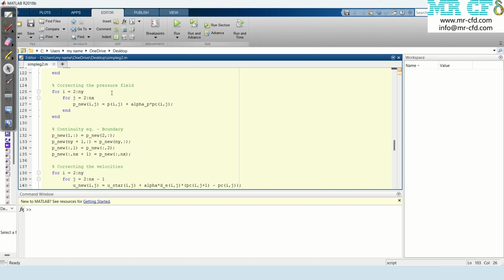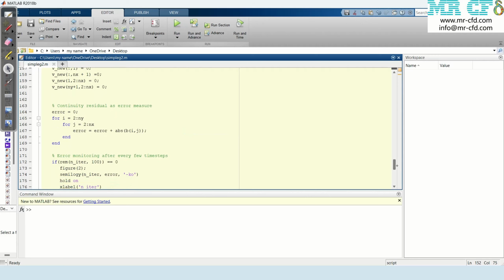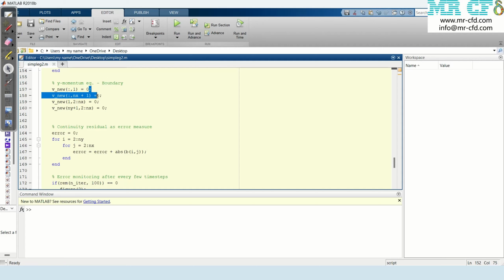Next, we correct the pressure, where the new pressure P is equal to the old pressure plus alpha times the pressure correction. The under-relaxation factor, alpha, is important for ensuring stability at the start of the simulation. For velocities, u star and v star are corrected according to the algorithm, considering boundary conditions. The residuals are calculated by summing all values of mass imbalance, B sub ij, across all cells.